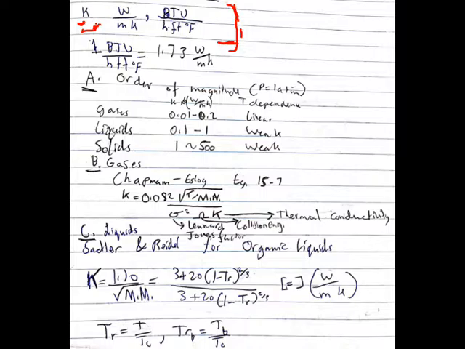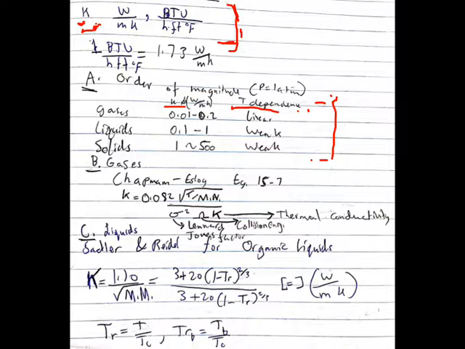Section A is just talking about the thermal conductivity in gases, liquids, and solids. Now, over here I wrote down the magnitude of the thermal conductivity and its dependence with T. Now, with gases, there's a linear dependence. With liquids and solids, there's a weak dependence.